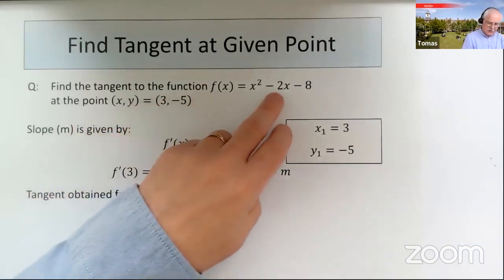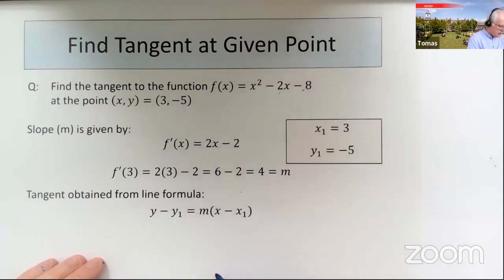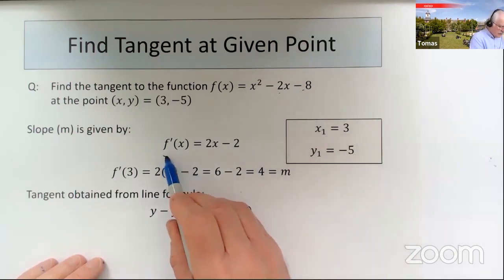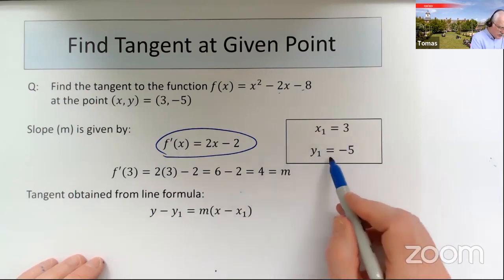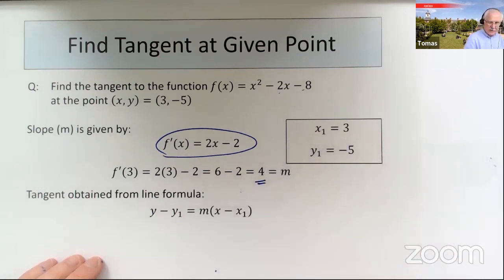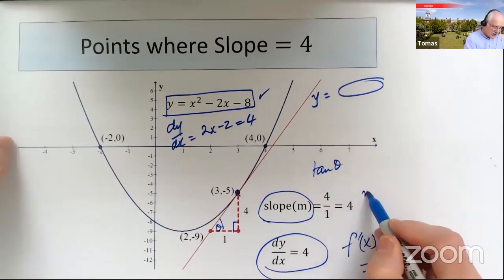So find the tangent of the function y equals x squared minus 2x minus 8. Well, we've done all this. We found the slope, and we found that the slope was equal to 4. That was our step. So we found that the slope, dy/dx, was 4. That's also equal to m.